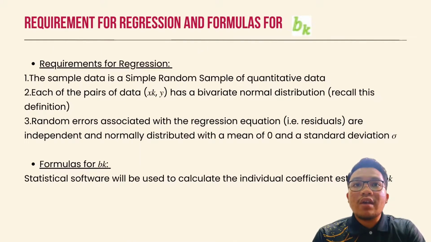Requirements for regression and formulas for beta. Requirements for regression. First, the sample data is a random sample of quantitative data. Each of the pairs of data, x, y, has a bivariate normal distribution. Recall this definition. Random errors associated with the regression equation are independent and normally distributed with a mean of 0 and a standard deviation. Formulas for beta. Statistical software will be used to calculate the individual coefficient estimates, beta.